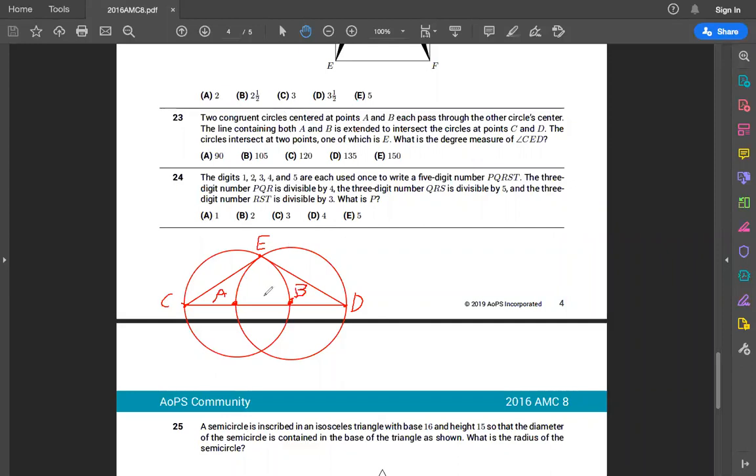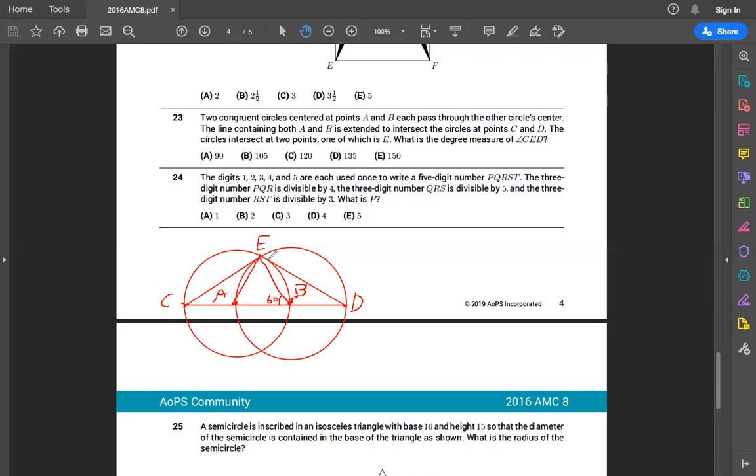So the first thing to notice is that this triangle EAB is very special. Because B is the center of the circle, the distance from B to A is the same as the distance from B to E. And for the same reasons, A to B is the same distance as A to E. Remember that the centers lie on the circles. So that makes ABE an equilateral triangle. So this angle here is 60.